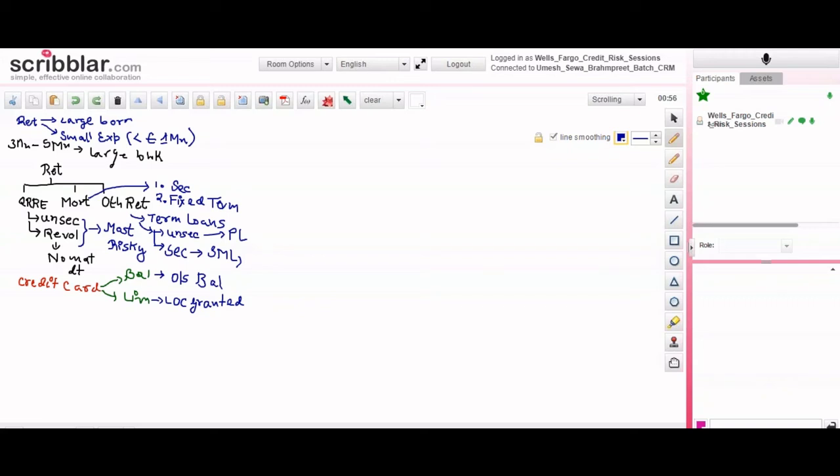So the next thing we do is look into a variable comprised of these two variables, and we call that the utilization variable. The utilization variable combines the balance and the limit and gives us an idea about how much of the limit has been used up as a balance. So utilization is the balance by the limit.